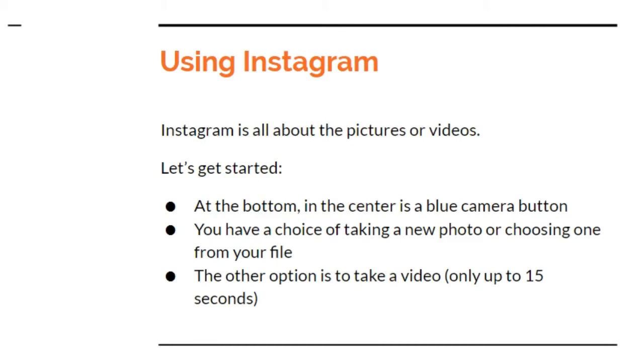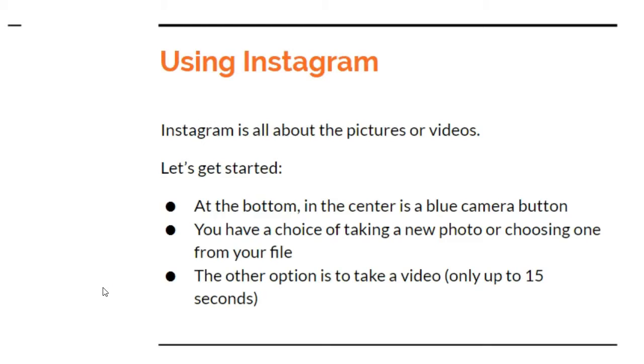When you're using Instagram, like I said in the first class, it's all about the pictures or the videos. To get started, when you open the app on your phone or tablet, you'll see at the very bottom in the center the blue camera button. You have a choice of taking a new photo or choosing one that's already in your file, like your gallery, or whatever word your particular phone may use. Of course, the other option is to take a video.